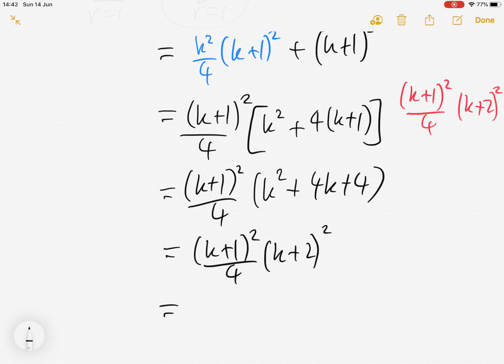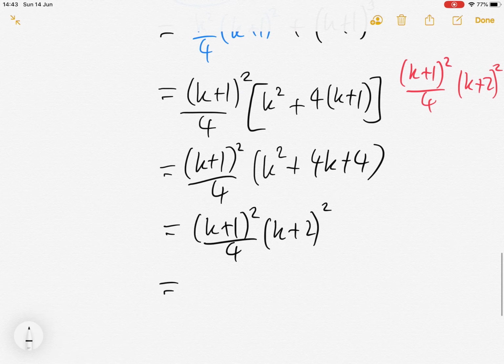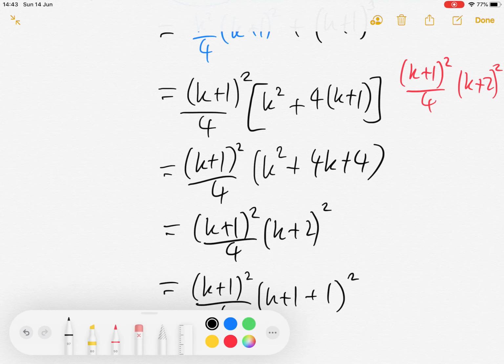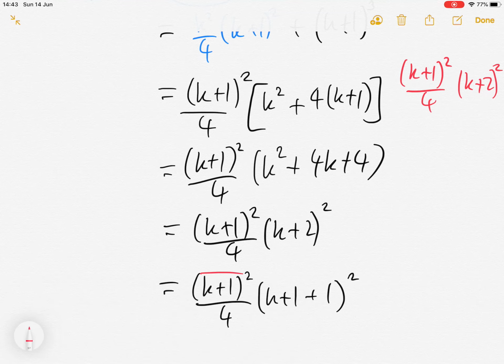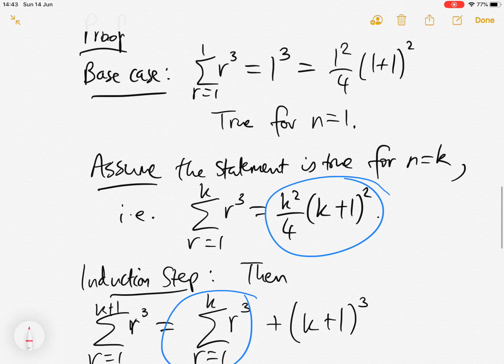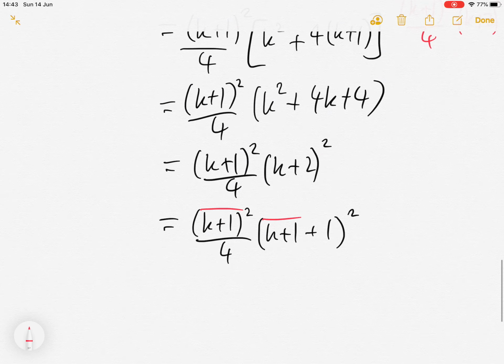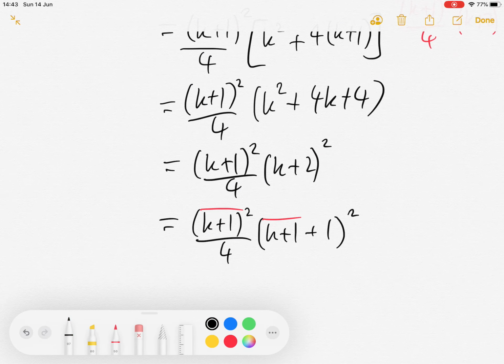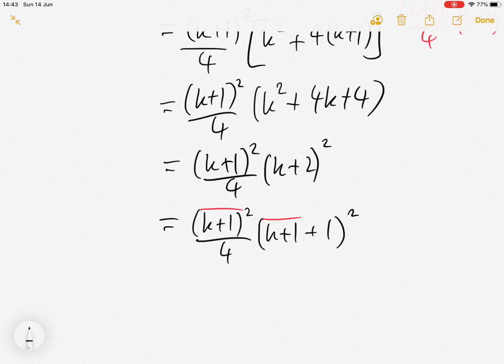And sometimes, to make it even clearer that I've now shown it's true for k plus 1, some people would write this as this. You can write a bar over k plus 1 like this if you want. Some people do that, just to make crystal clear that in the place of n, I've got k plus 1. So we've shown it, and now we can do our conclusion.